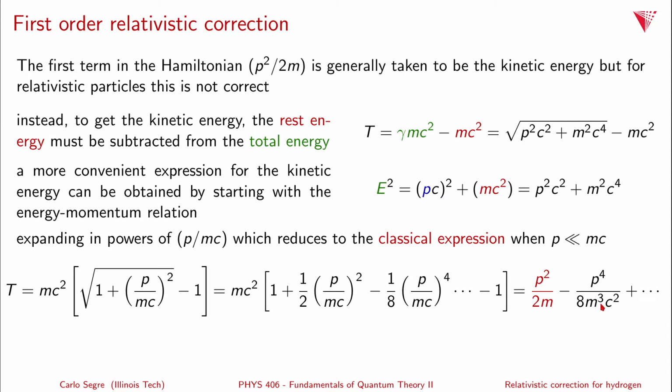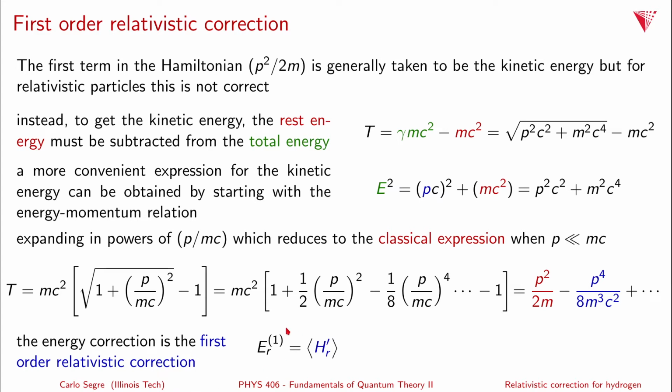And so when you look at these terms, the first term is simply the classical Hamiltonian for kinetic energy, p squared over 2m. The second term must be the relativistic correction to first order for the momentum and the kinetic energy. So this is the first order relativistic correction. We now call that our perturbing Hamiltonian, right? So this is the relativistic H prime, which is the perturbing Hamiltonian, which will give us the first order energy correction to the relativistic correction.